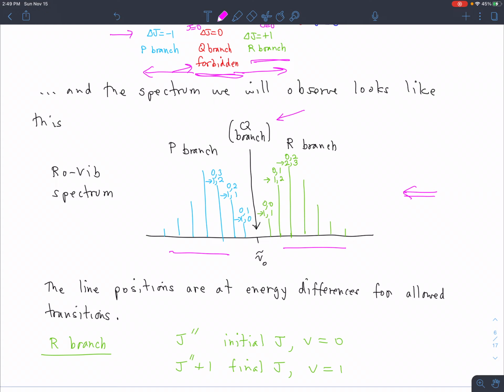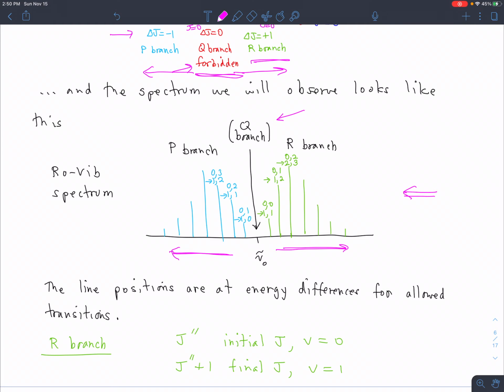In fact, because there are extra correction terms that we haven't accounted for in our theory, the Q branch isn't quite zero. There is a little tiny peak there. In some spectra, I think you might even be able to see it, but we're going to treat it as if it's zero anyway. So the R branch is all at higher energy, P branch all at lower energy than the Q branch.